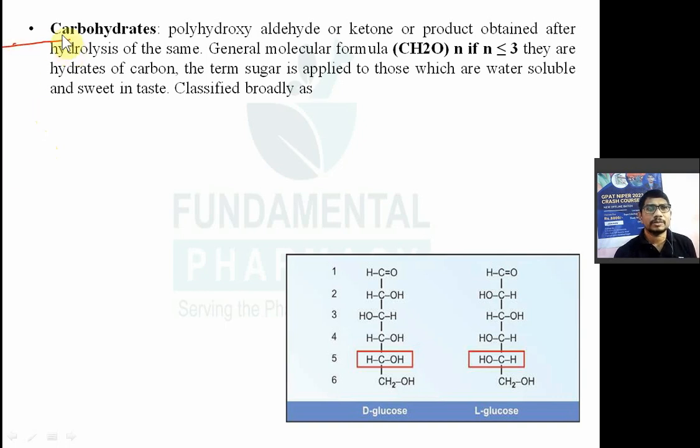Out of that, what do you mean by carbohydrates? The definition of carbohydrate lies in the term itself. Look: carbo and hydrates. So they are nothing but the hydrates of carbon. And in the technical definition you can say carbohydrates are polyhydroxyaldehydes or ketones.